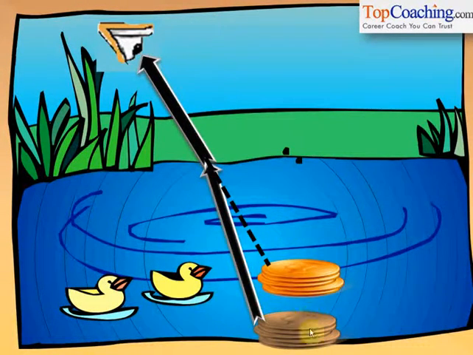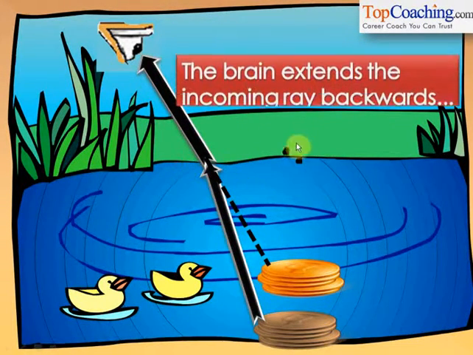So did you understand what happened? The light ray coming from the coins got bent and our brain projected the bent light ray backwards and formed an image slightly above the original coins. So it is because our brain cannot understand refraction that we see coins raised when we place them in water.